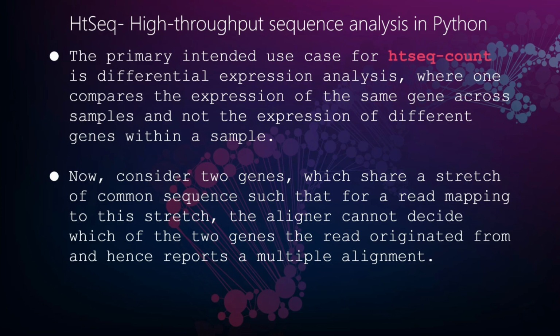Now consider two genes which share a stretch of sequence, such that for a read mapping to this stretch, the aligner cannot decide from which of the two genes the read originated. Hence a report for the multiple alignment is created by HTSeq-count. HTSeq-count is the command that we are going to use for our feature extraction.